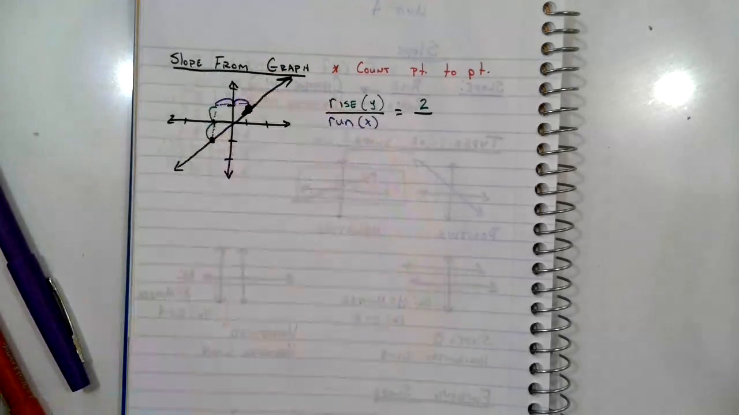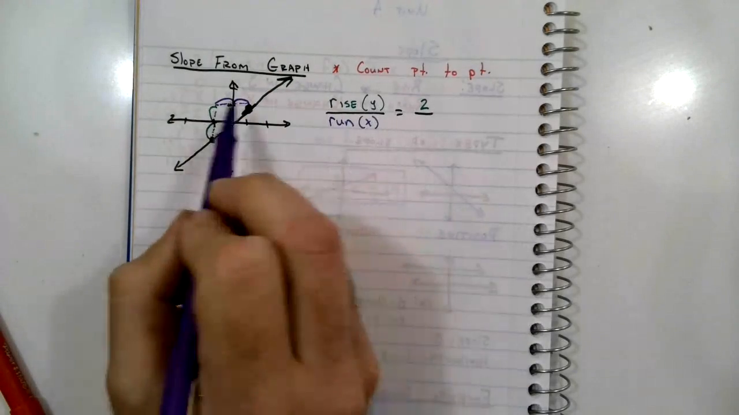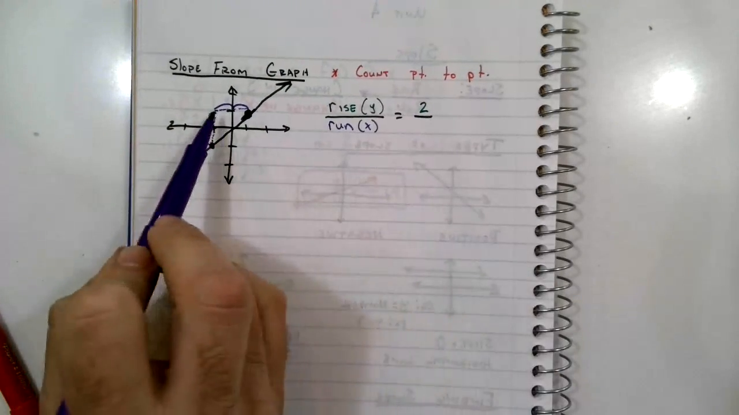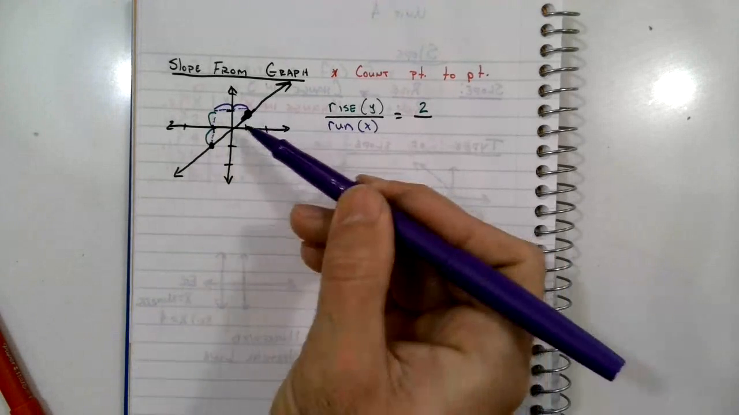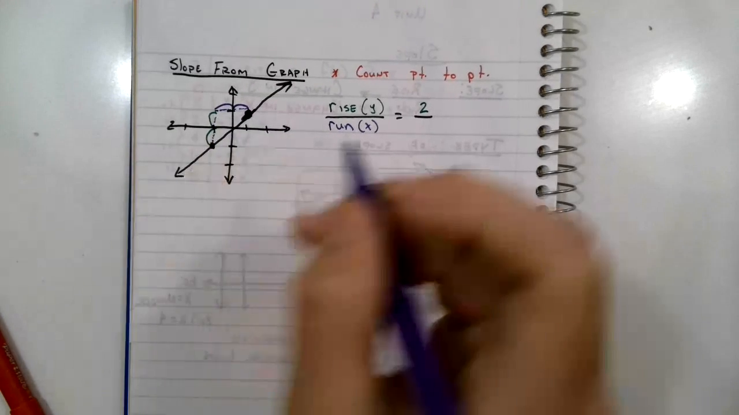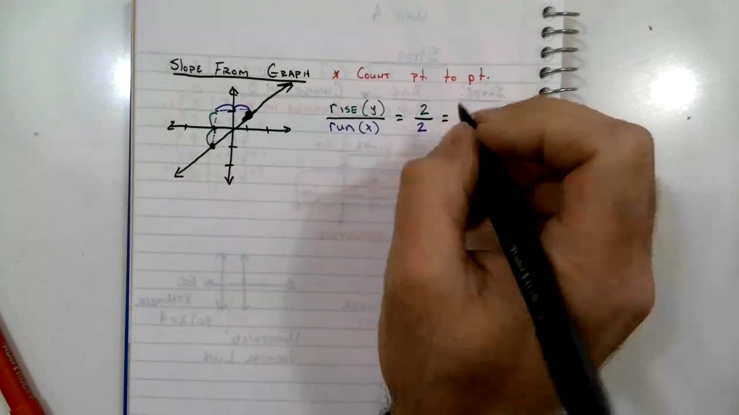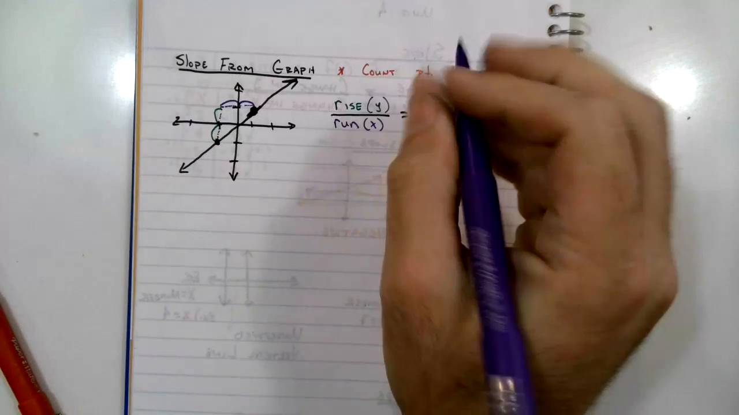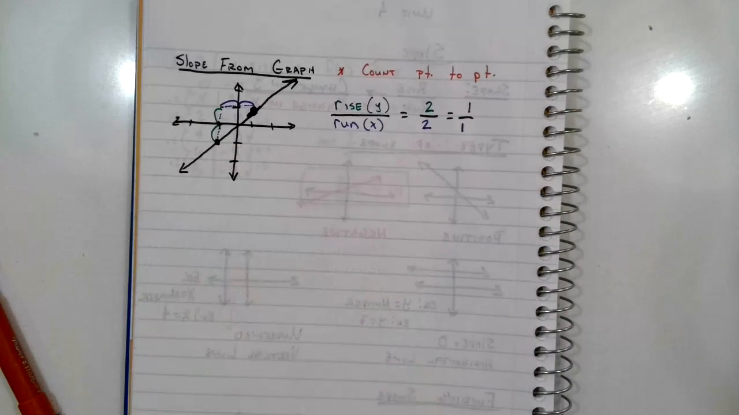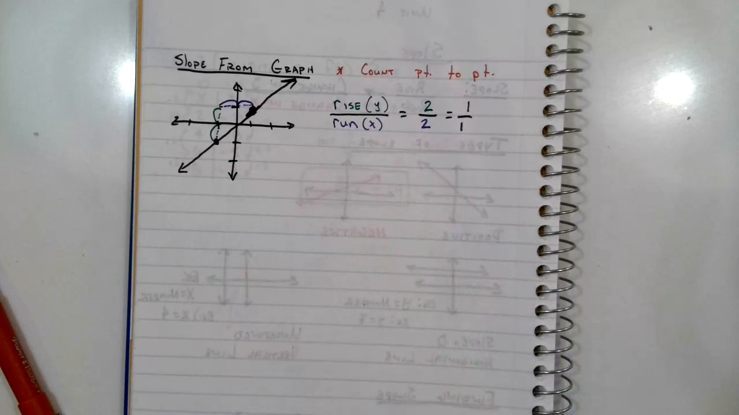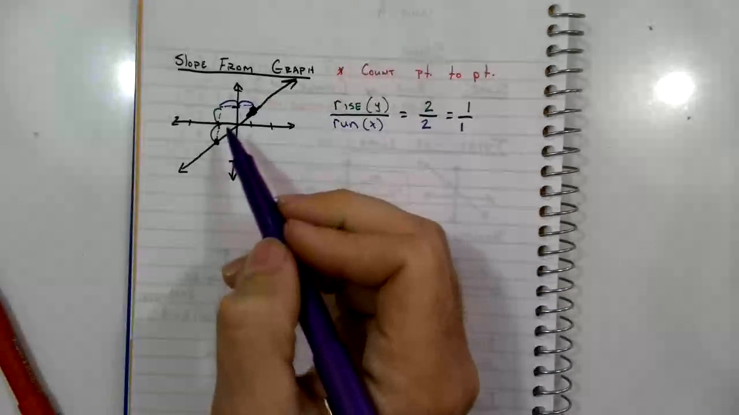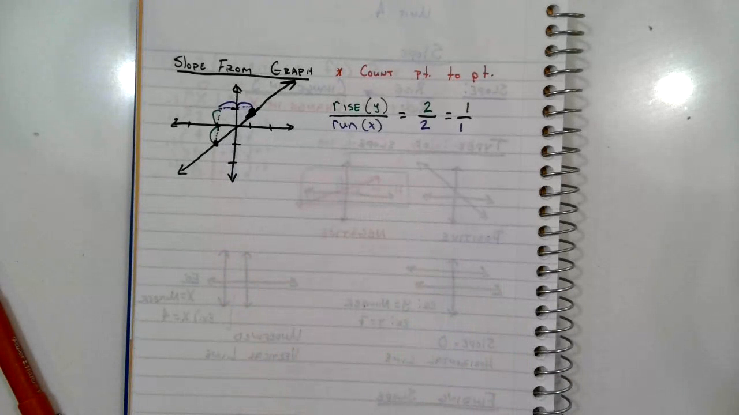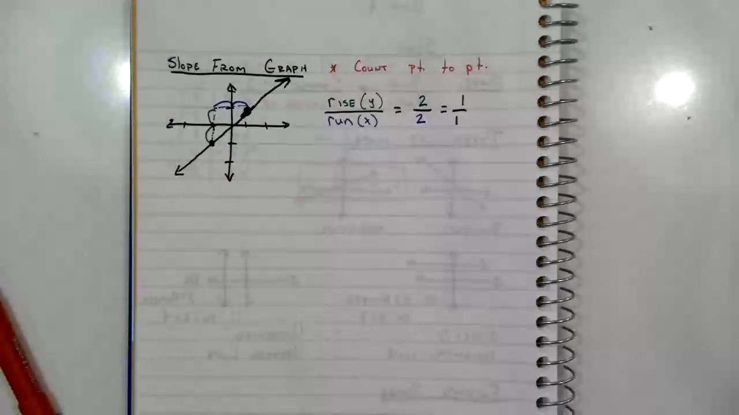Now, when you do your run horizontally, it's like a number line. If I go right, it's positive. If I go left, it's negative. So I went right 2, which is positive 2. And when I reduce this, we can divide them both by 2. You would get 1 over 1. So this would have a slope of 1 or 1 over 1. Okay? Or you could just choose those points and plug them into the formula like we did earlier. Okay?